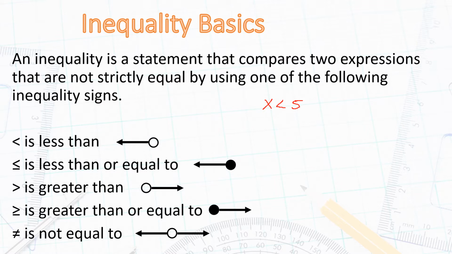So what we do is we get an open circle on a number line. So if we have a number line, and we have 5 on the number line, you would put an open circle on it, and then x is less than 5, we would be shading every value under 5.